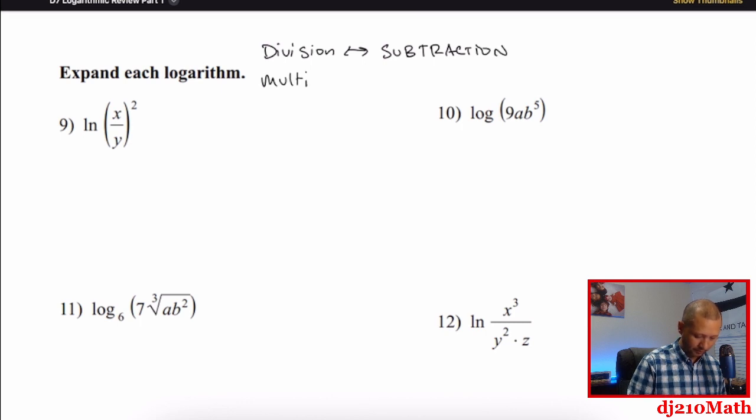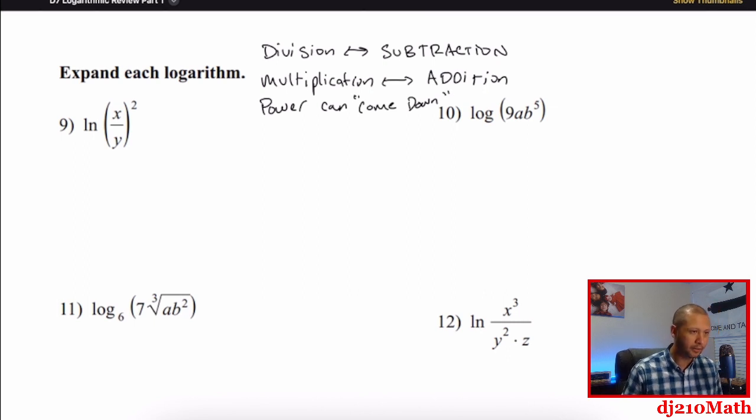Multiplication goes with addition. And then we know that the power can come down. So these are the three properties.